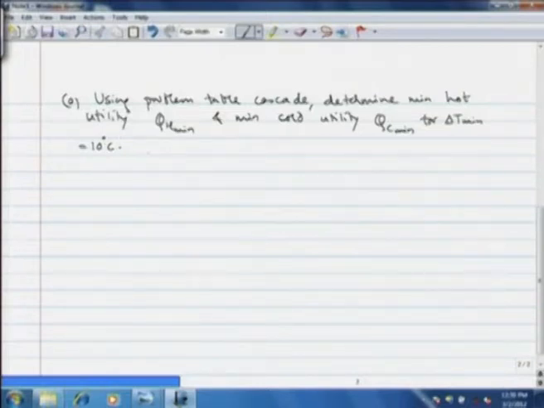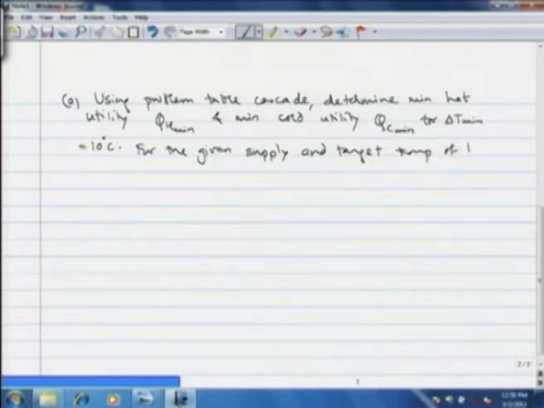Now, we have to answer another question here for the given supply and target temperature of hot utility and cold utility. What are the heat capacity flow rates that are required.